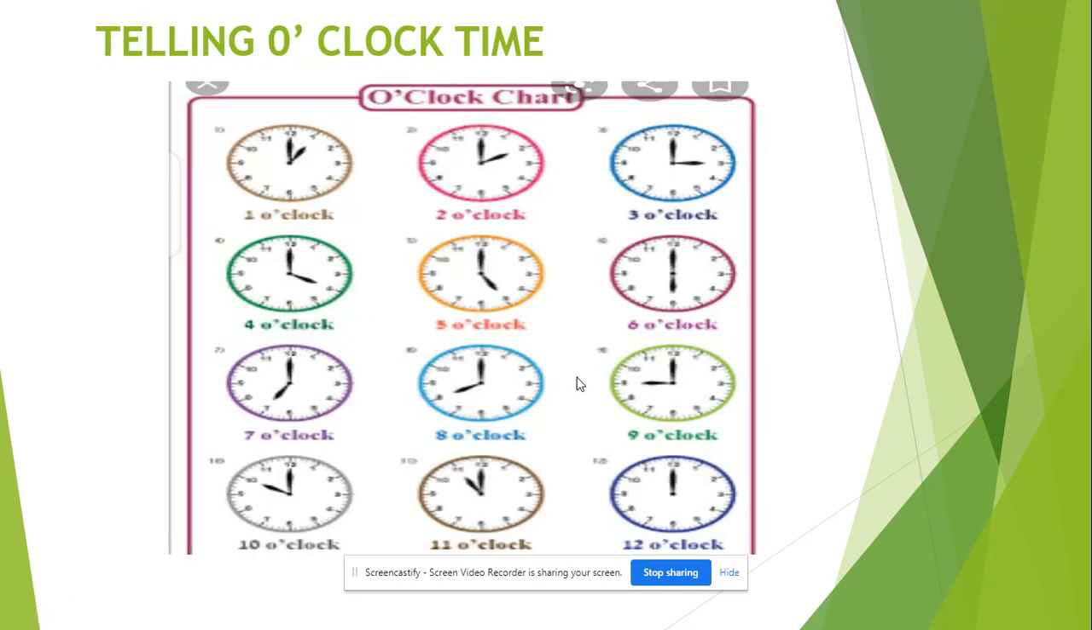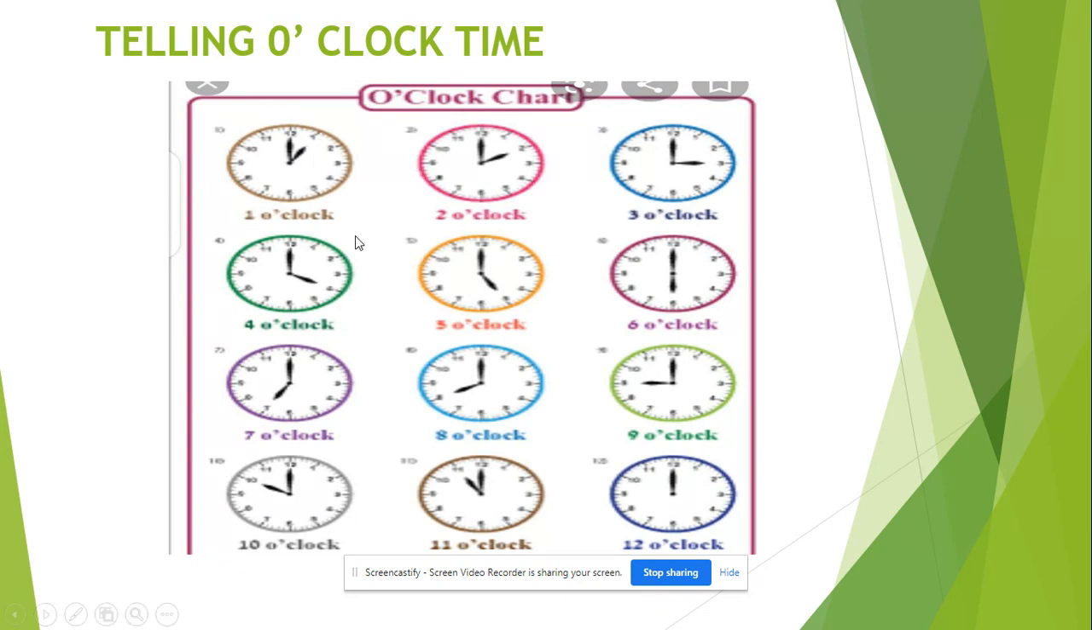Telling o'clock time. How do we know the time it is o'clock? The major thing you need to know is that the time is o'clock when your minute hand, which is your long hand, is on 12 and your short hand is pointing to any number. Now look at this. Your minute hand is on 12, your hour hand is on 1. So the time is 1 o'clock. Do you get that now?